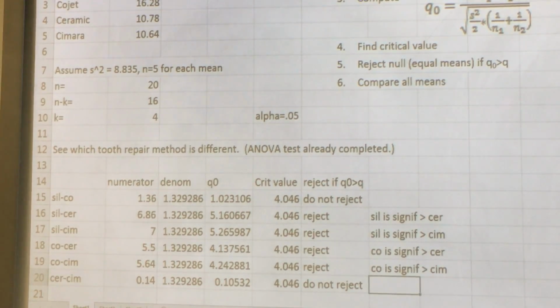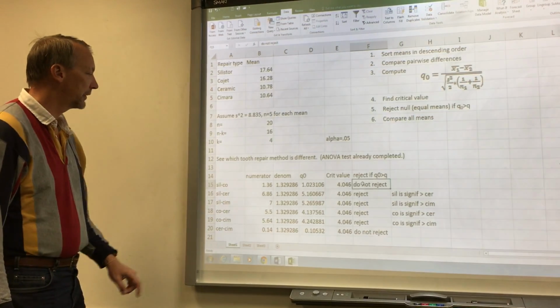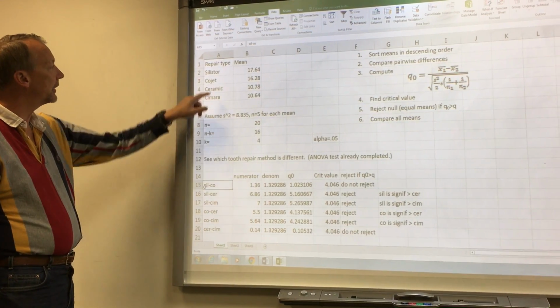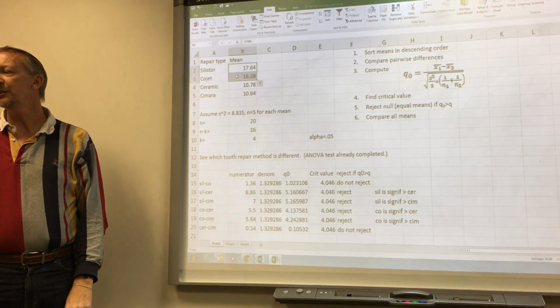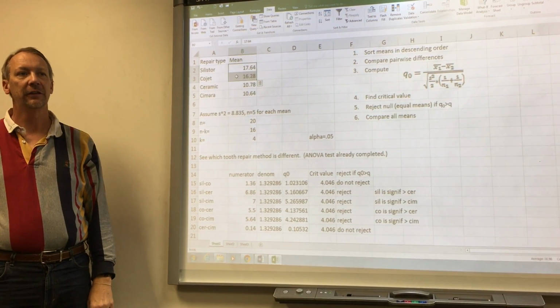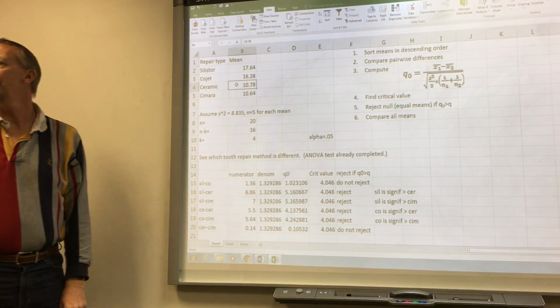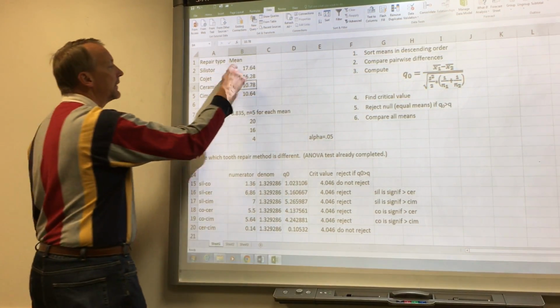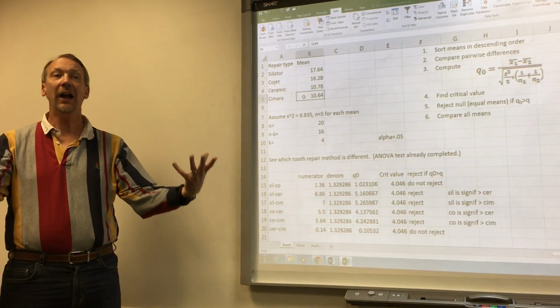Now let's look at this for a minute. Okay? This first one says do not reject. We're comparing the oscillostor and the cojet. So we're saying 17 and 16, those are not significantly different. But we are saying that 17 and 10, those are significantly different, and 17 and the other 10 are significantly different. Now that kind of makes sense, right?